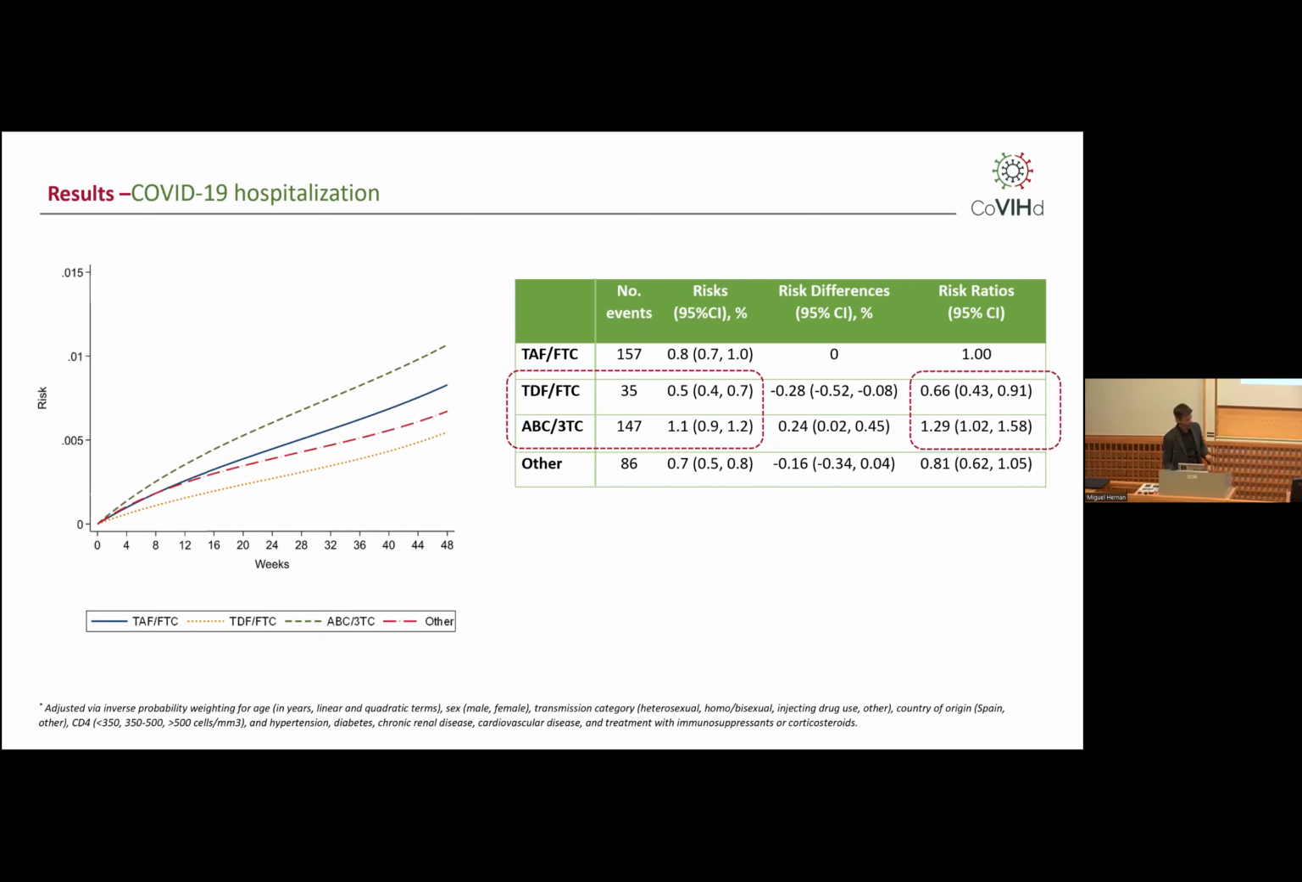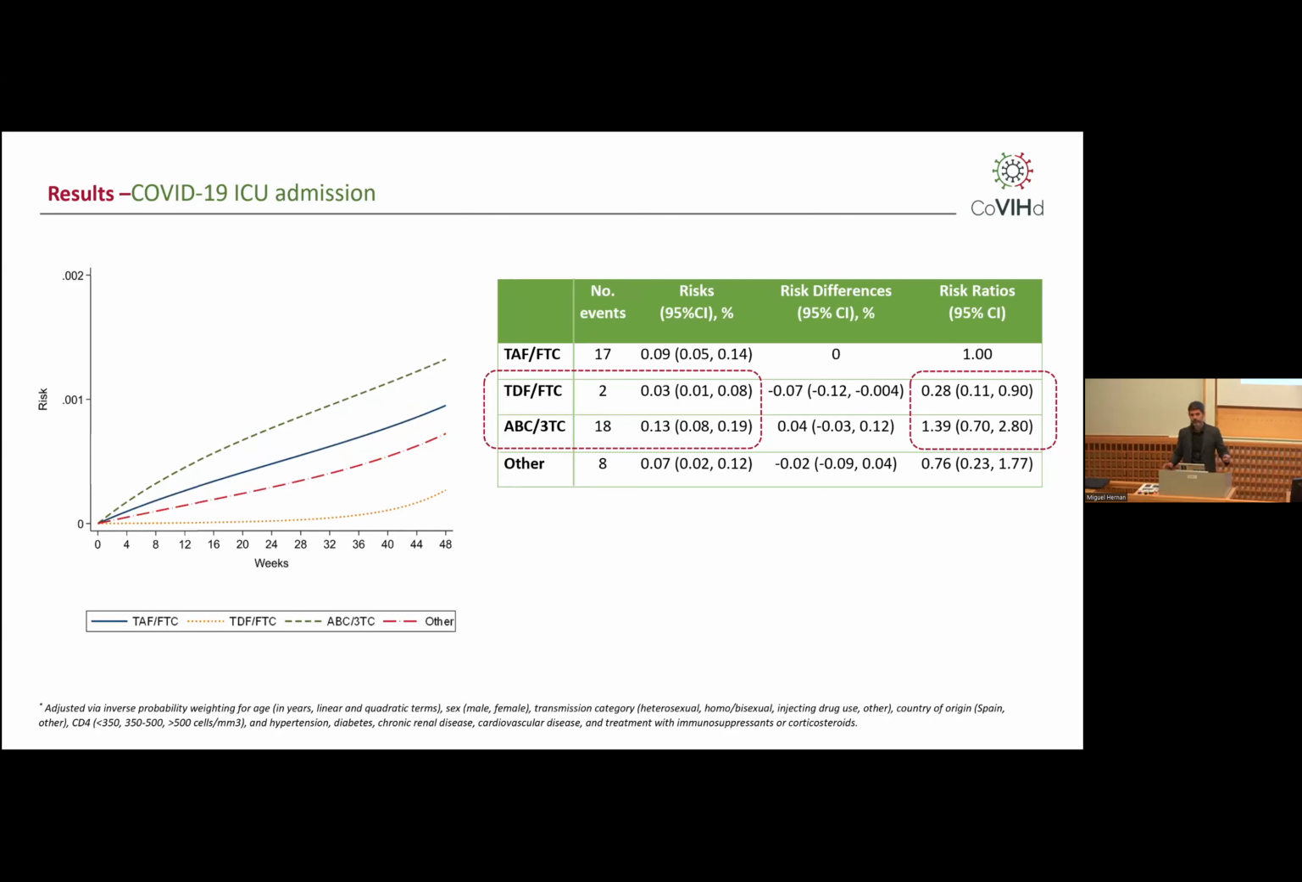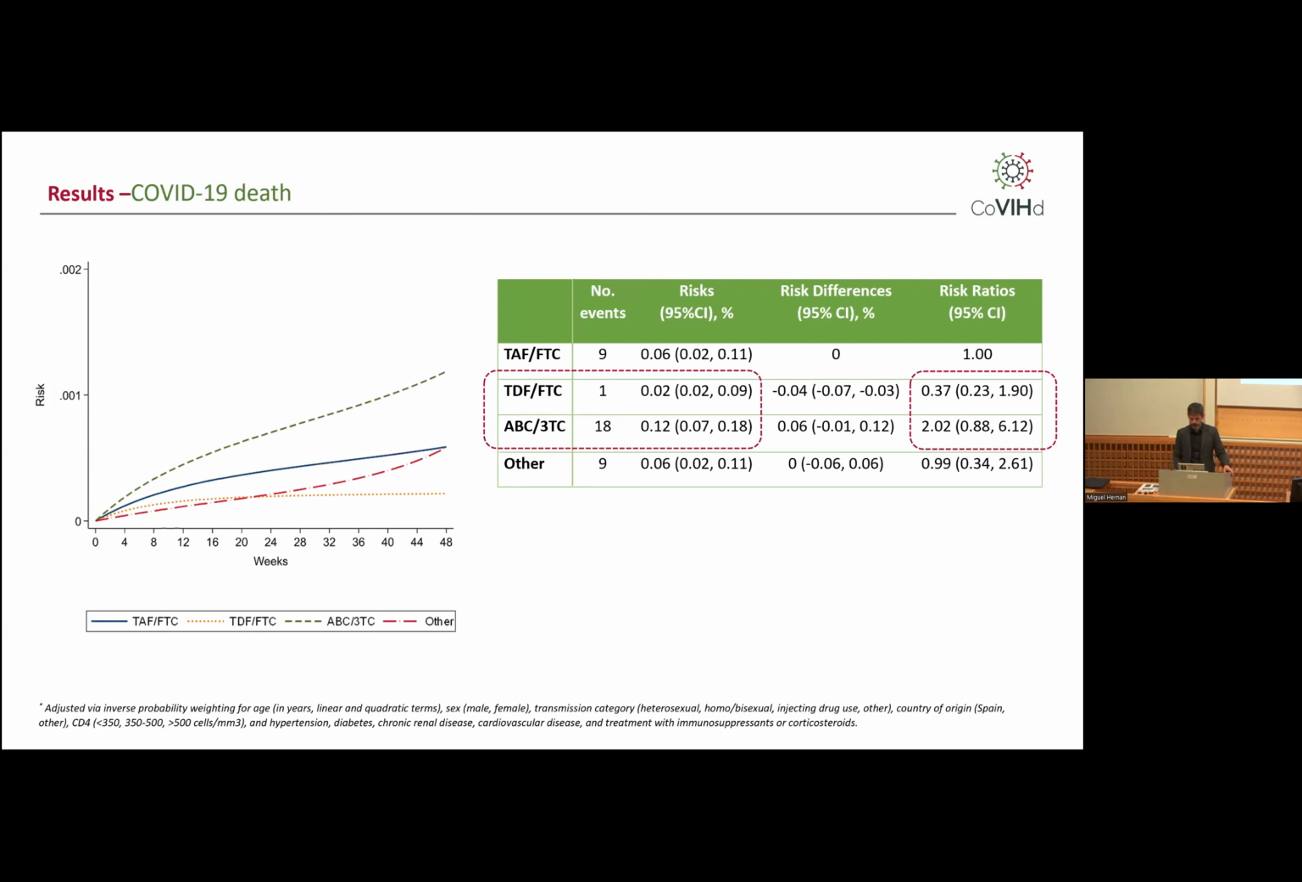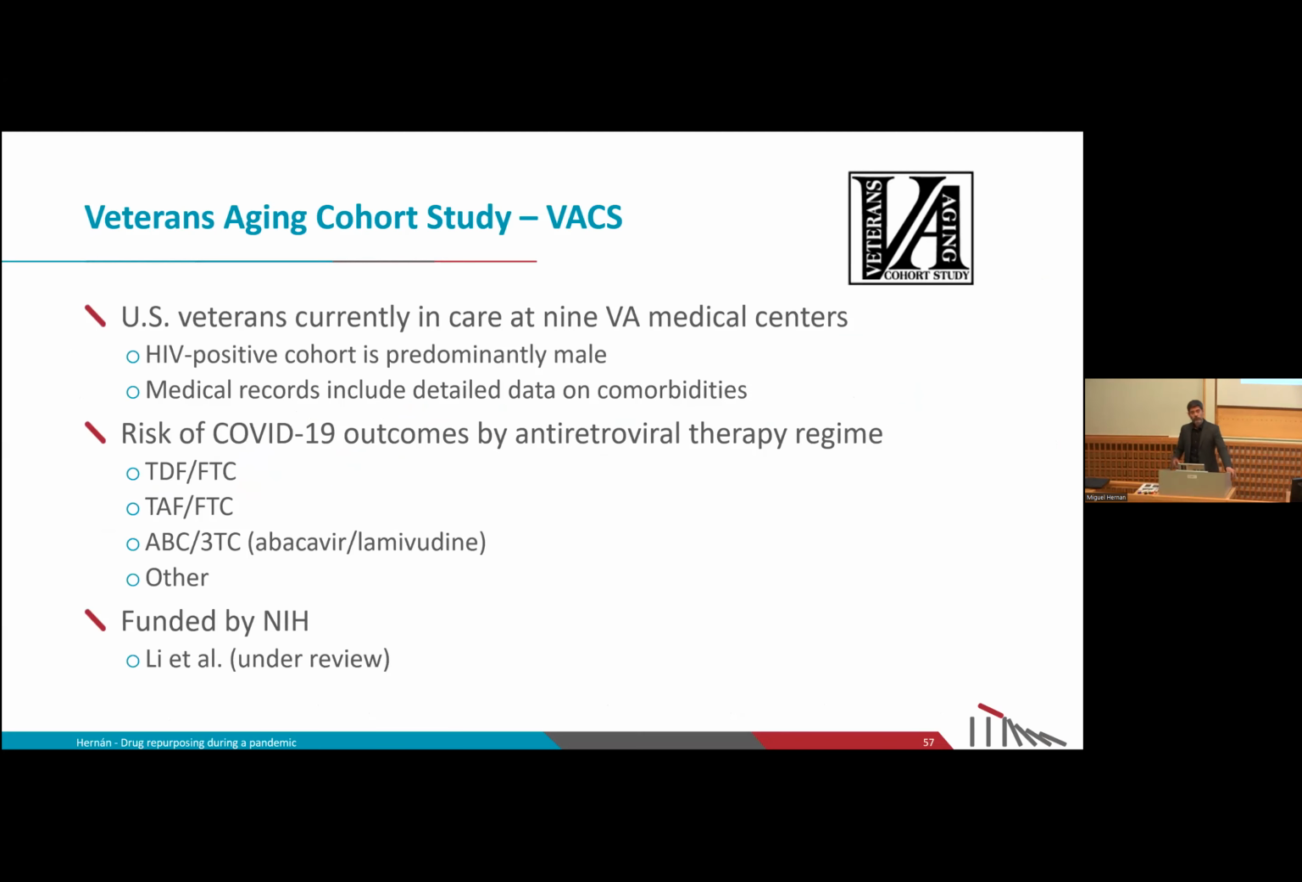The risk ratio is 0.66. We found an even stronger effect for admission to the intensive care unit with a risk ratio of 0.28. And for death, there were very few deaths, so really we cannot say much. That was in Europe, so we decided to do another of these studies in the US.